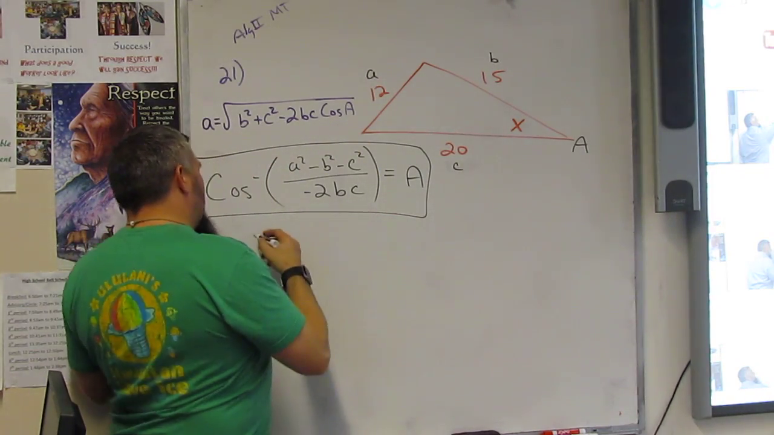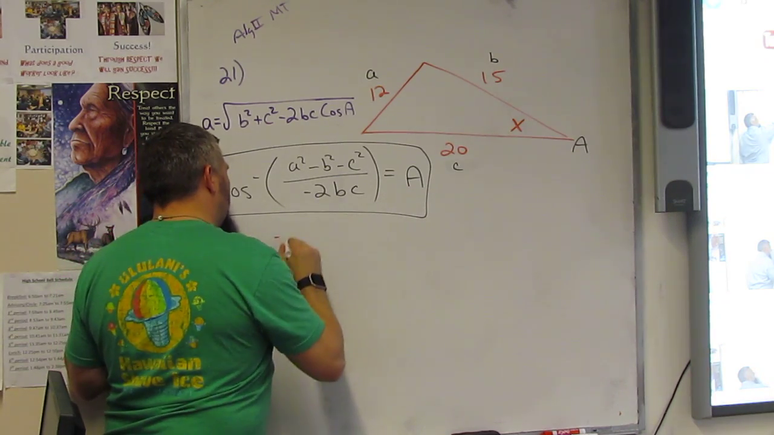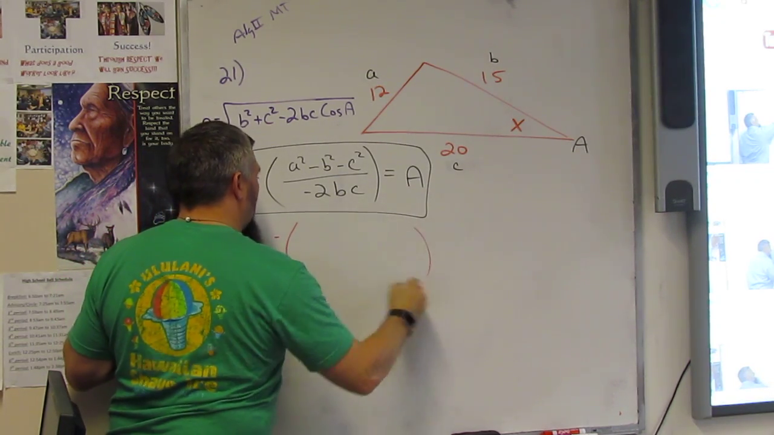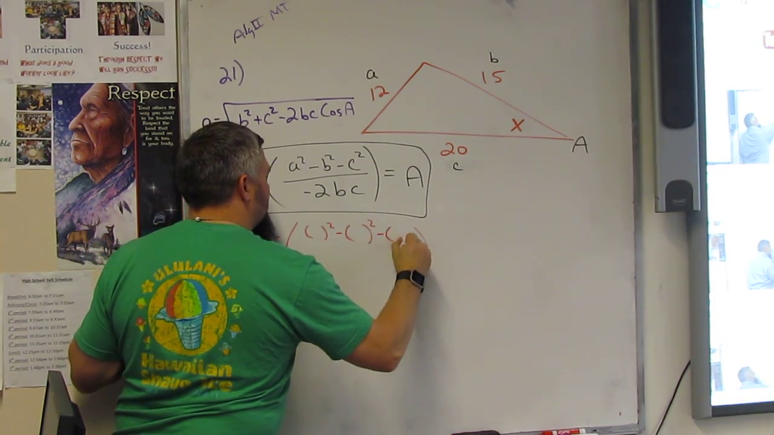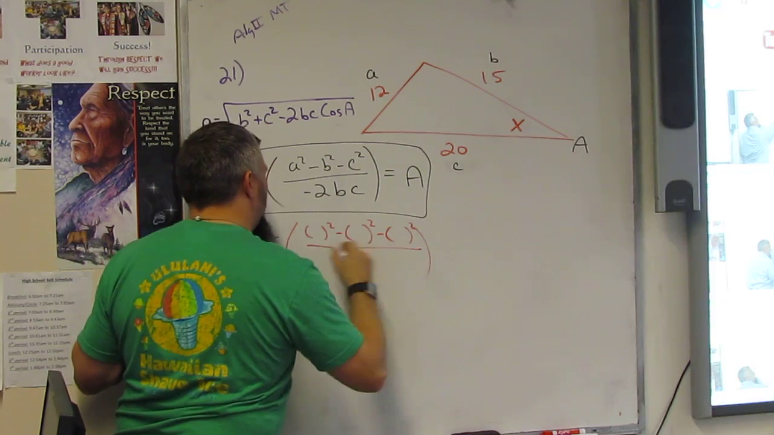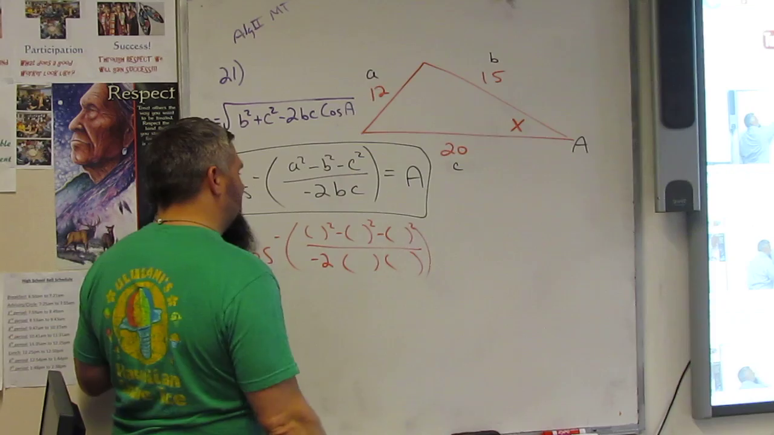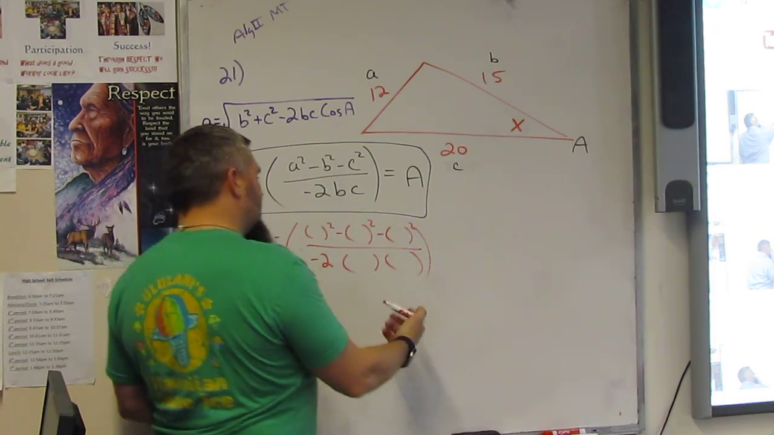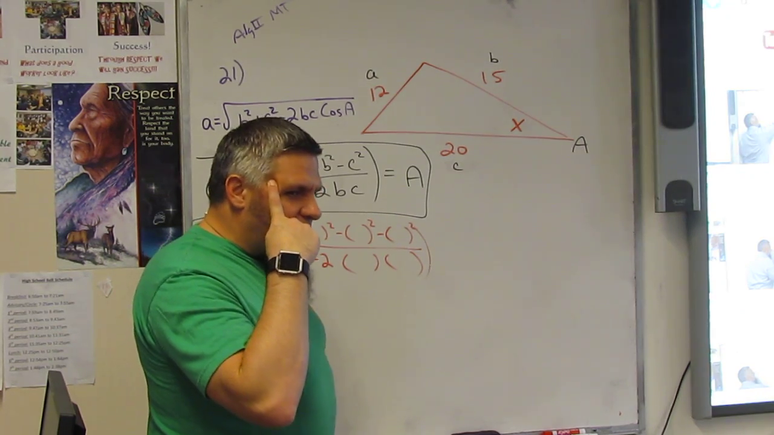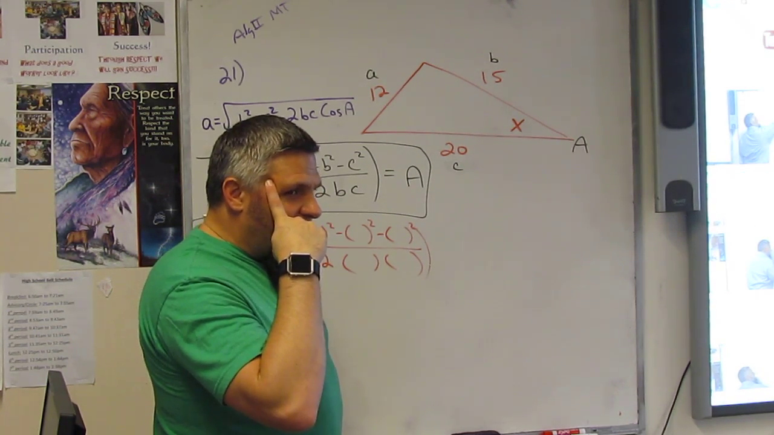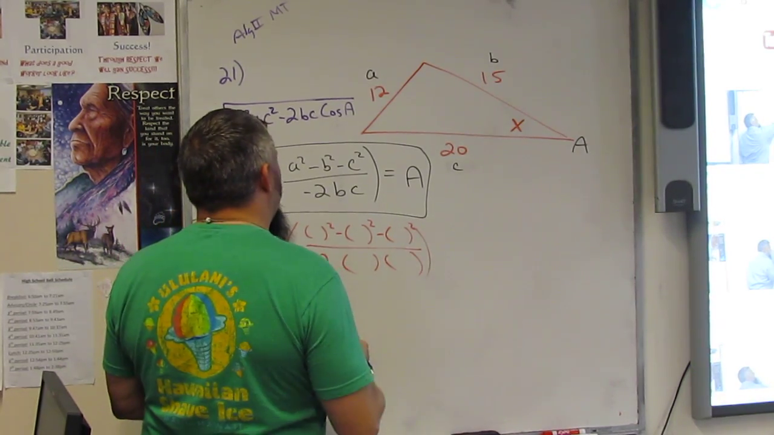So now we get to plug that in. So I've got cosine inverse of a squared minus b squared minus c squared divided by negative 2 times b times c. Notice they're right above each other, b and c here. And if I say that every single time I'm writing out this formula, even in my head, I'm going to slowly memorize it. And then I write it out.